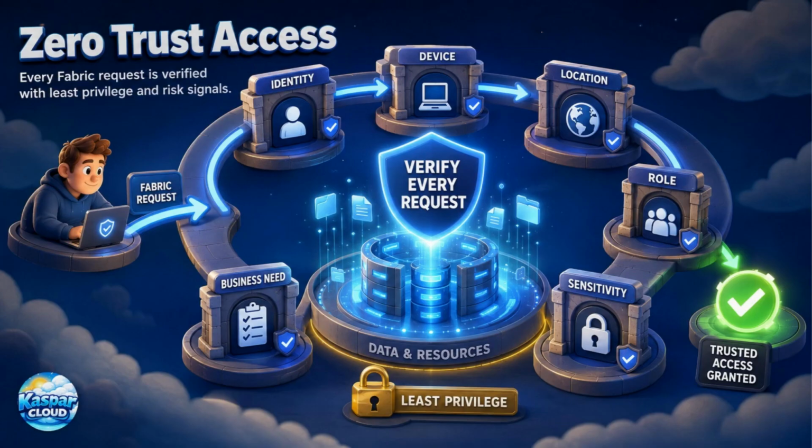In Fabric, this starts with Microsoft Entra ID authentication. It continues with conditional access, workspace roles, item permissions, data permissions, sensitivity labels, audit logs, and network restrictions. The important point is that access is not granted just because someone is inside a corporate network. Access should depend on identity, device health, location, role, data sensitivity, and business need.